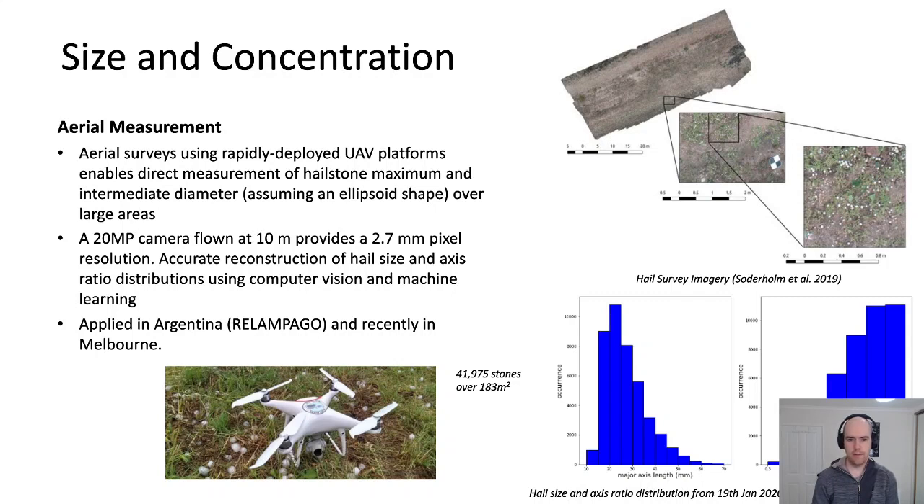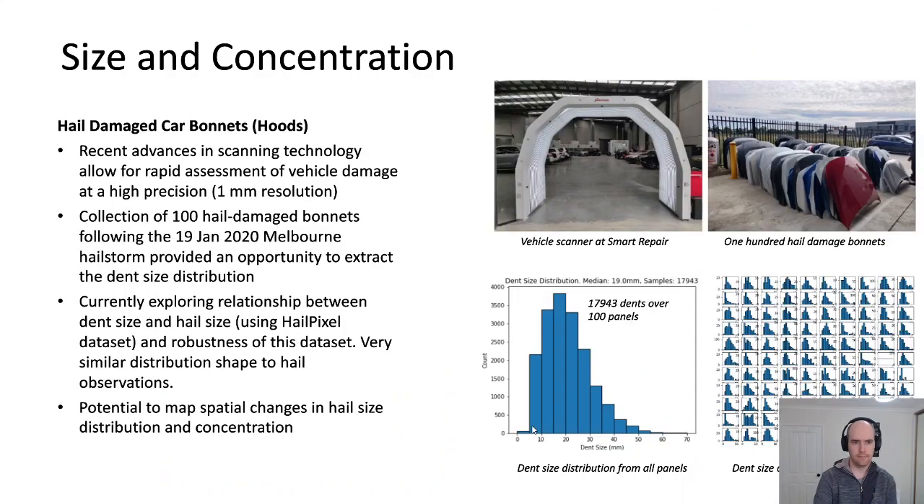From this imagery, we use a combination of computer vision and machine learning to detect and measure individual hailstones. You can see an example of this imagery on the top right. From this dataset, we're able to reconstruct very robust distributions of the maximum and intermediate diameter and their axis ratio. An example on the bottom right is from a more recent Melbourne hailstorm event where this technique was applied.